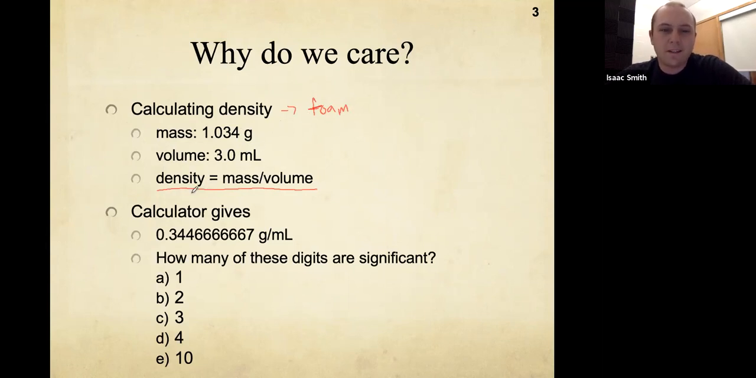In order to get the density of foam, you do mass divided by volume. So if you went on your calculator right now and divided 1.034 by 3.0, your calculator spits out this number, okay? But it would be inaccurate to report the density as this number, because when you measured the mass, you only measured it to the thousandths place, right? You only had 4 digits of significance when you measured the mass. So you don't know what the rest of these digits are, right? Because your scale didn't tell you with that amount of accuracy how much it weighed.